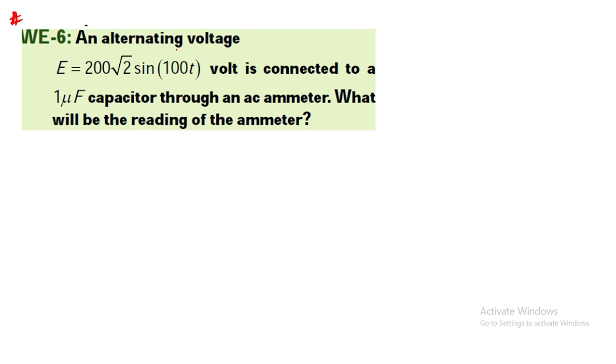Tell me, an alternating voltage E is equal to 200 root 2 sine 100 T volt is connected to 1 microfarad capacitor. Farad is a unit of capacitance, through an AC ammeter.